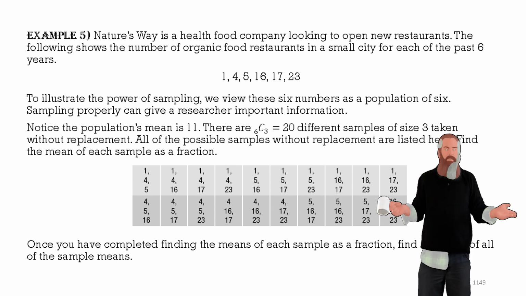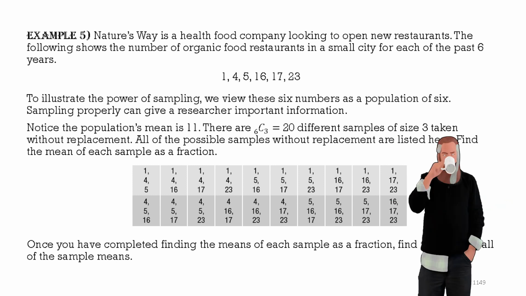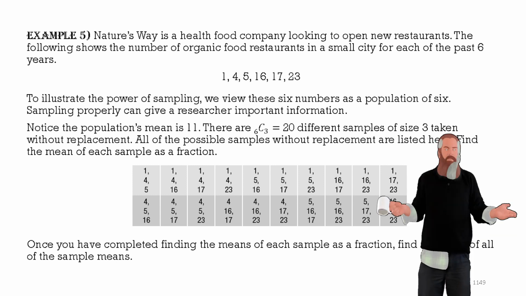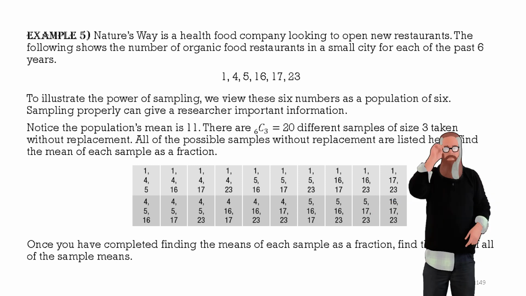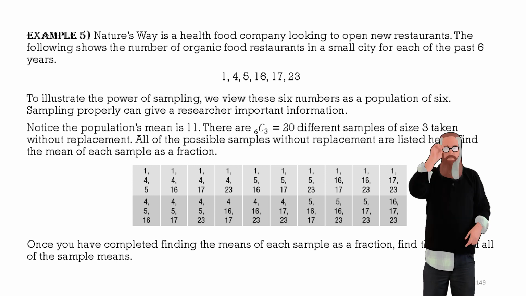To illustrate the power of sampling, we view these 6 numbers as a population of 6. Sampling properly can give a researcher important information. Notice the population mean is 11. There are 6C3 equal to 20 different samples of size 3 taken without replacement.